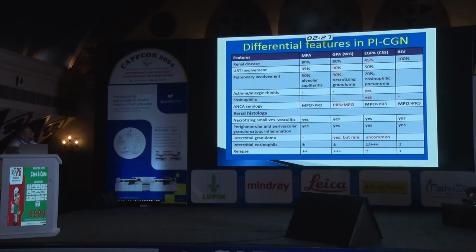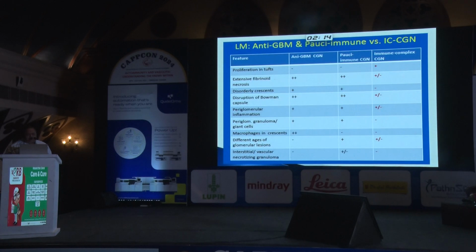Renal disease, as I said, MPA has the highest involvement, and in EGPA, 45 to 50% of the kidneys are involved. And these are the different serologies. So I'll try to rush up as I just have 2 minutes left.